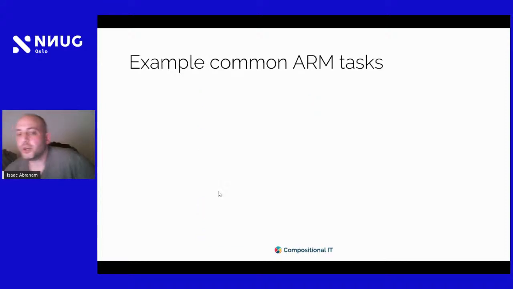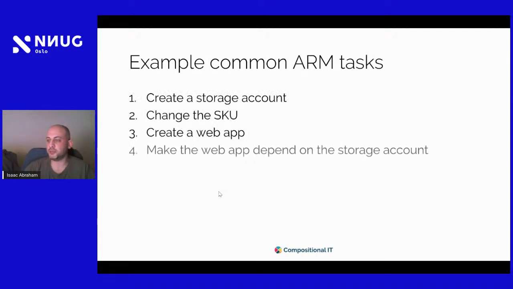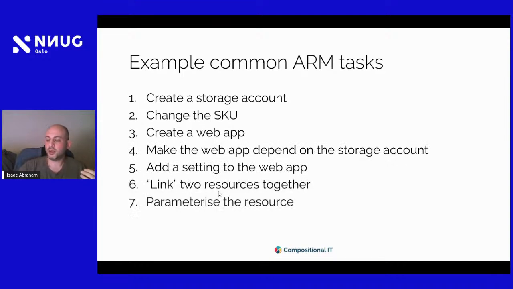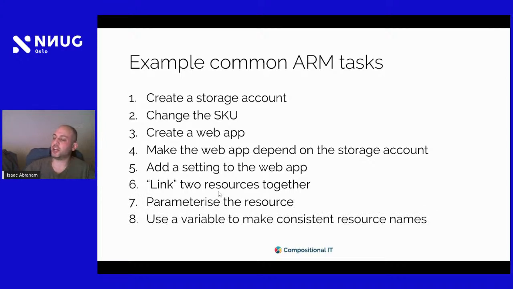So I'm just going to give you some examples of some common ARM tasks, and then we're going to jump into some code for probably 15 minutes. These are the sorts of things that I see as common problems that will often get people really stuck, particularly when they're starting out. And if you've done any ARM, you'll know exactly what I mean. Creating a storage account, changing the SKU of the storage account, then creating a web app. Maybe I want to hook the two together. Maybe I want to add a setting to the web application. Maybe the setting is the connection string of the storage account so that my code can then start talking to my storage account. Parameterization of resources, maybe using variables. All these sorts of things are common tasks that you will do with an ARM template. If you've never done it before, it can be a bit daunting.